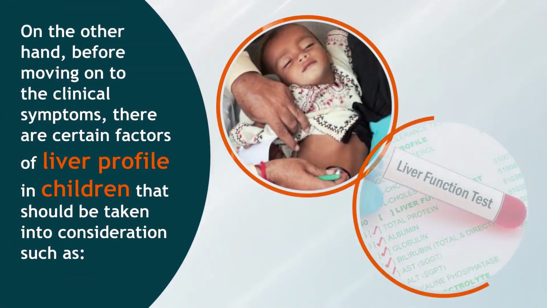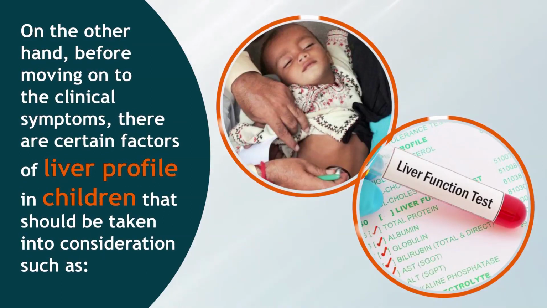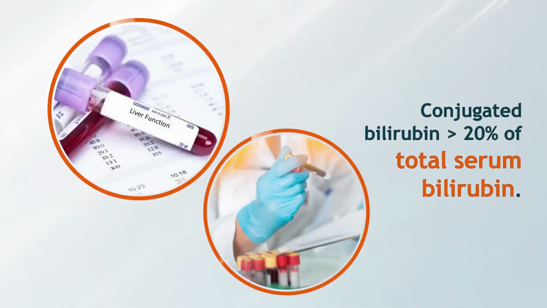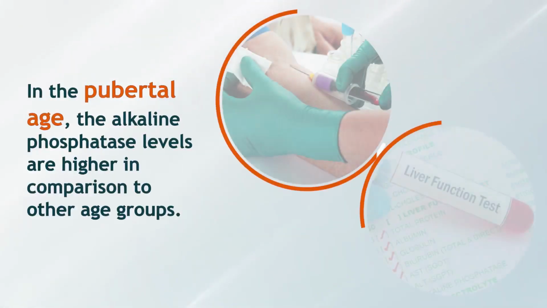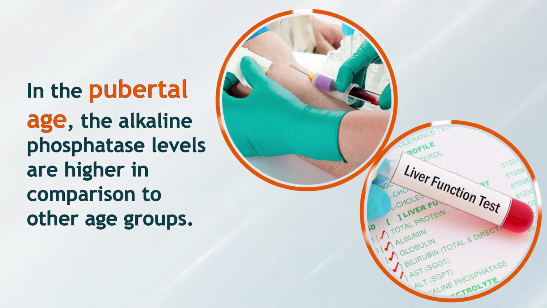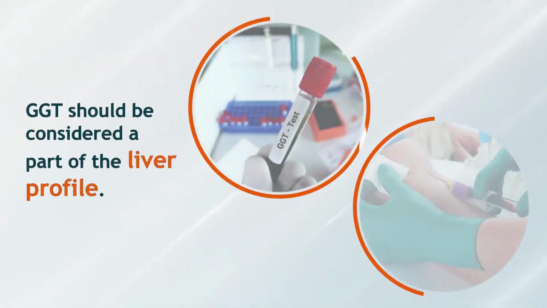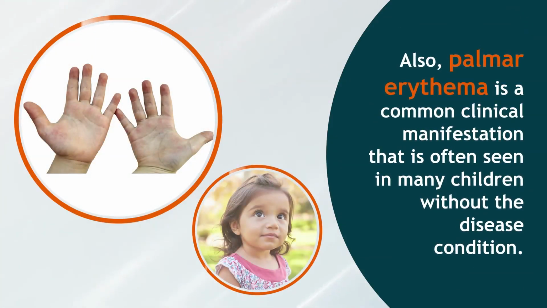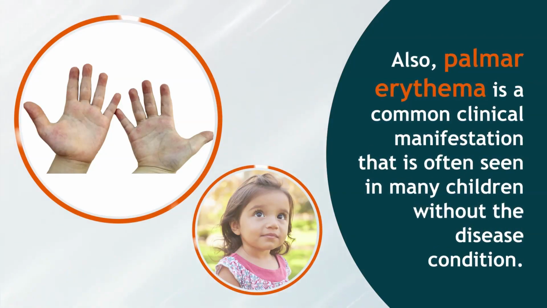On the other hand, before moving on to the clinical symptoms, there are certain factors of liver profile in children that should be taken into consideration, such as conjugated bilirubin greater than 20% of total serum bilirubin. In the pubertal age, the alkaline phosphatase levels are higher in comparison to other age groups. Neonates have a lower albumin level. GGT should be considered a part of the liver profile. Also, palmar erythema is a common clinical manifestation that is often seen in many children without the disease condition.